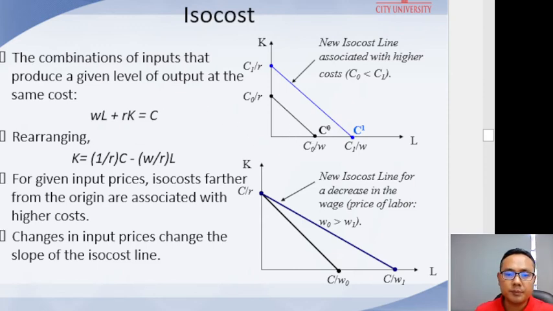Note that if the producer wishes to use more of both inputs, more money must be spent. Thus, isocosts associated with higher costs lie above those with lower costs. When input prices are constant, the isocost lines will be parallel to one another.